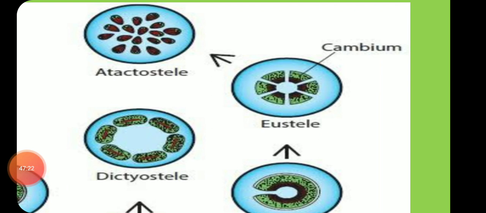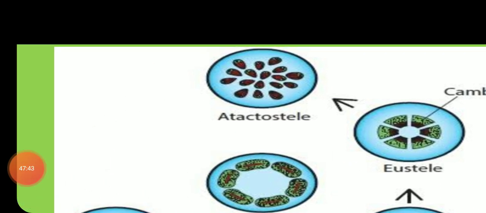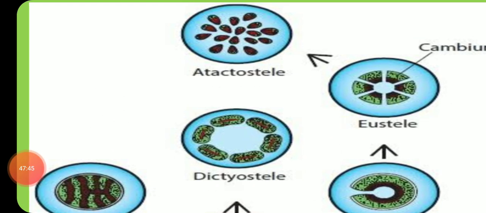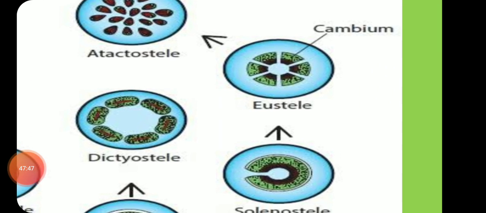And then atactostele: the stele is split into distinct collateral vascular bundles. The vascular bundles are scattered on the ground tissues. Wedge shape means that the vascular bundles look like a wedge. Example, monocot stem. Atactostele is observed in monocot stem, eustele is observed in dicot stem.